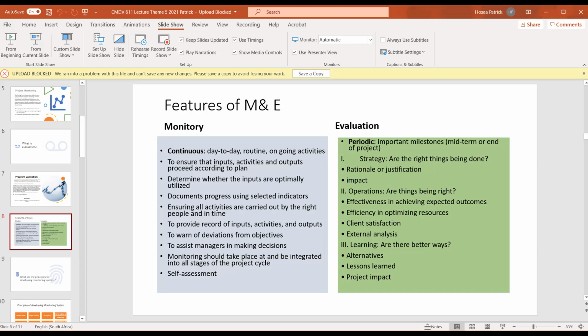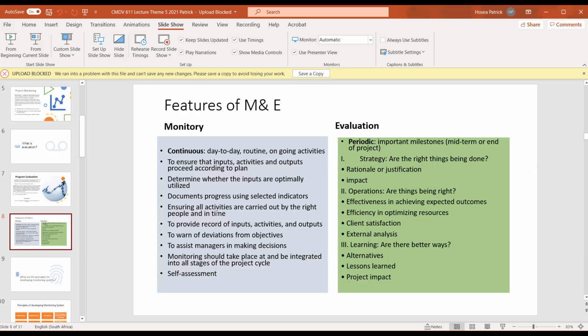And then you look at the operation itself. In operation, you ask yourself the question, are things being done right? First in strategy, you look at, are the right things being done? And then in operation, you look at, are things being done right this time? In this space, you look at the effectiveness of the activities in achieving the expected outcome, the efficiency in optimizing resources. How well are your resources being used? Are clients being satisfied? Or is there customer dissatisfaction and the likes? And then like we said, it's an external analysis, right?